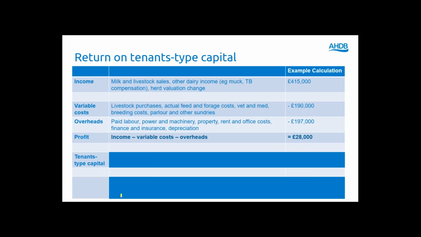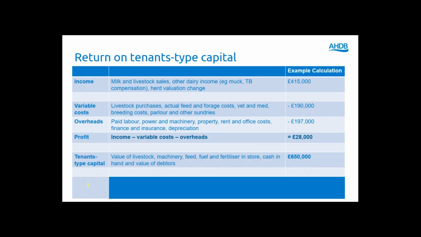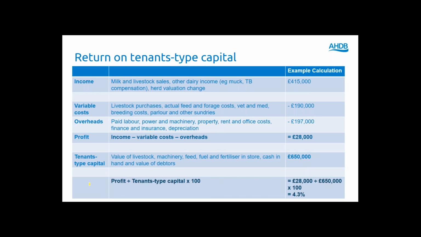Then we need to look at the tenant type capital. As I've been through, it's the value of the livestock, the machinery, any feed you'd have in store, fuel and fertilizer as well, cash that you'd have in the bank, and anybody that owes you money. Include that, because that's what you own as well. Once you've arrived at your profit and you've got your valuations for those tenant type capitals, it's simply a question of dividing the profit by that capital and then multiplying by 100 to get a percentage figure.